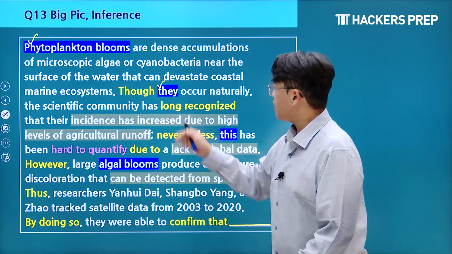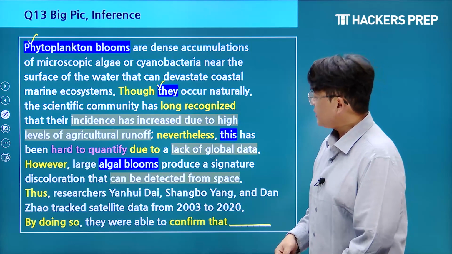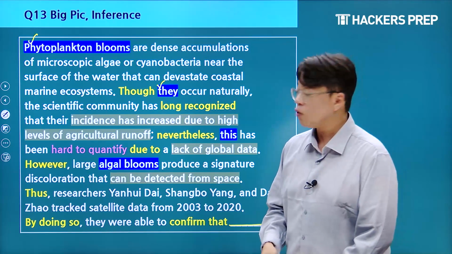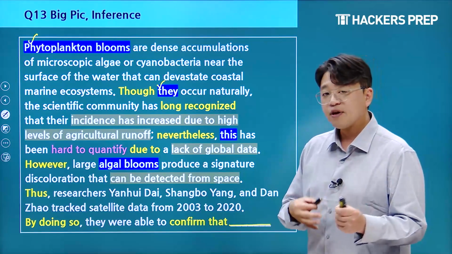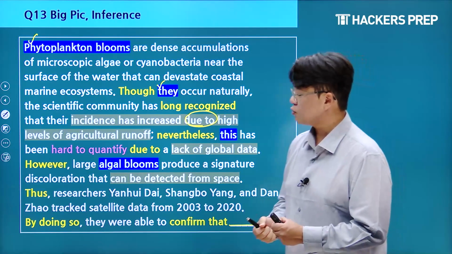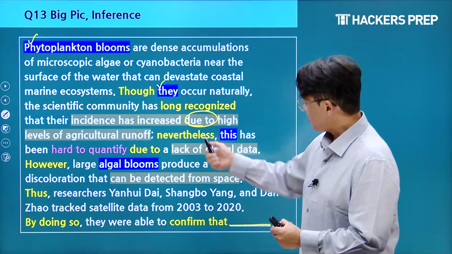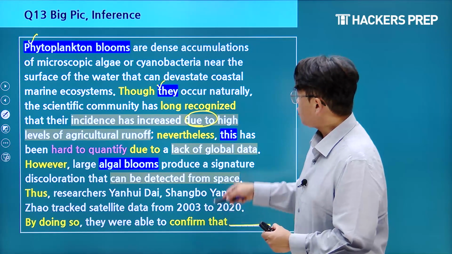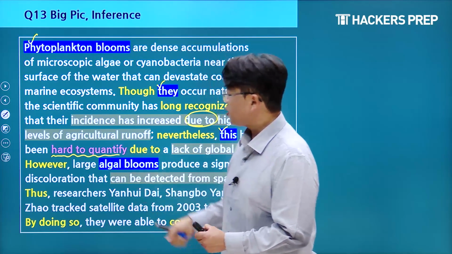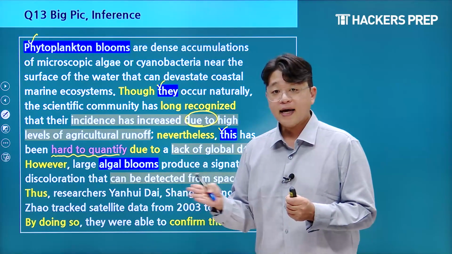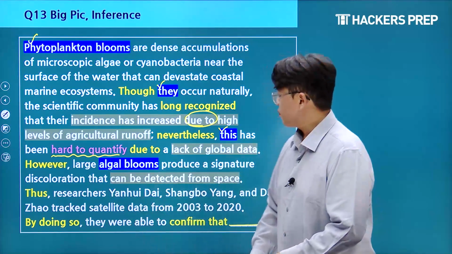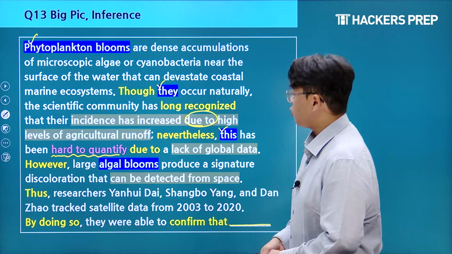Okay, the scientific community has long recognized that their incidence has increased due to high levels of agricultural runoff. So we already clearly understand why they appear. Okay, they're due to high levels of agricultural runoff. Nevertheless, this has been hard to quantify. And this is what signals the answer, right? It's been hard to put into numbers how much they bloom and in what size they appear, due to a lack of global data.